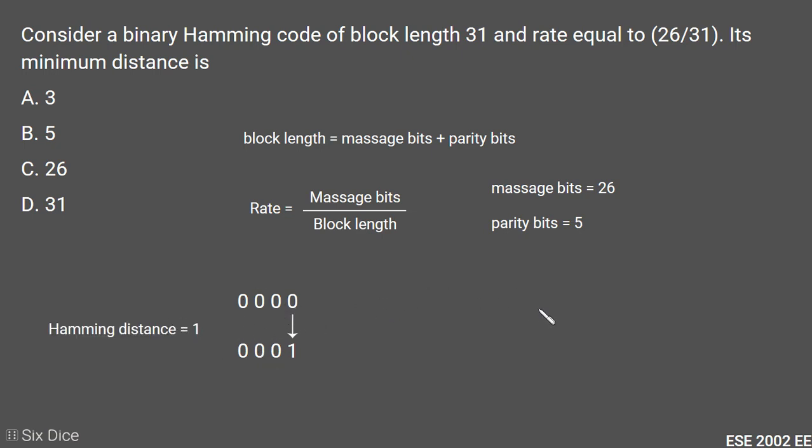Now let's take one more example. Code 1 is 0100 and the second code is 0011. If we see, bits 1, 2 and 3 are changing. Three changes happen in these two codes, so we can say the Hamming distance of these two codes is 3.